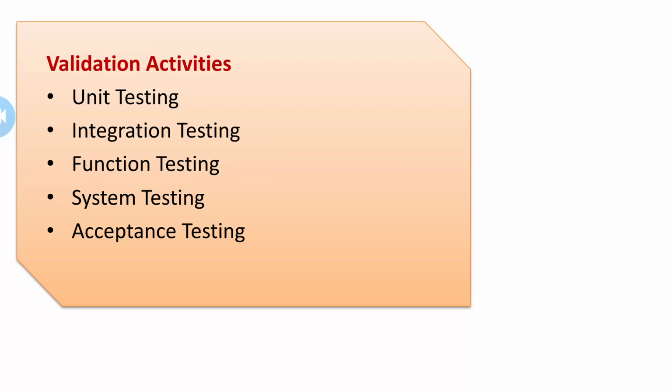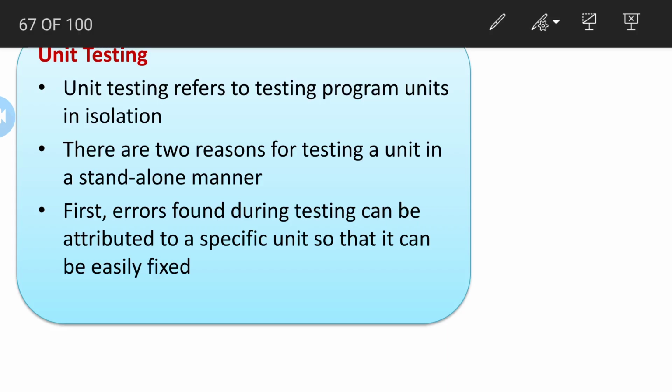Now, validation activities consist of, starting from unit test. Let me read out and we'll explain one by one. Unit testing, integration testing, functional testing, system testing, and in the end is acceptance testing. Now, let us study about unit testing.